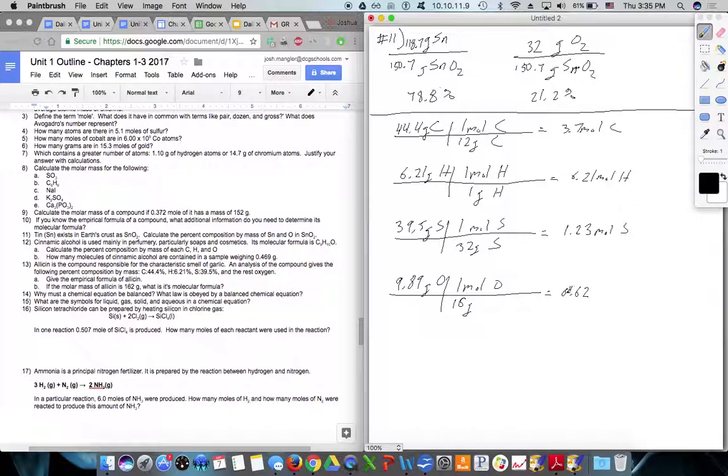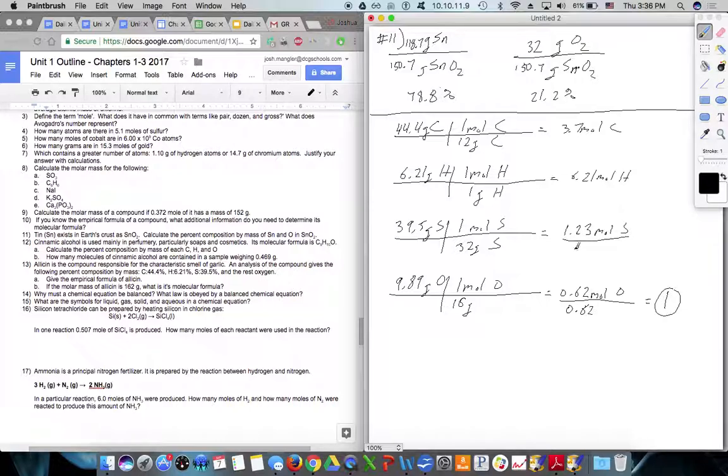All right, so this is our mole ratio right now between the elements in this chemical compound. We have 3.7 moles to 6.21 moles to 1.23 to 0.62. What we need to do is get them into whole numbers. In order to do that, we're going to divide everything by the smallest one. That maintains the ratio and also gets us to whole numbers, because if we take 0.62 divided by 0.62, we end up with whole number 1.